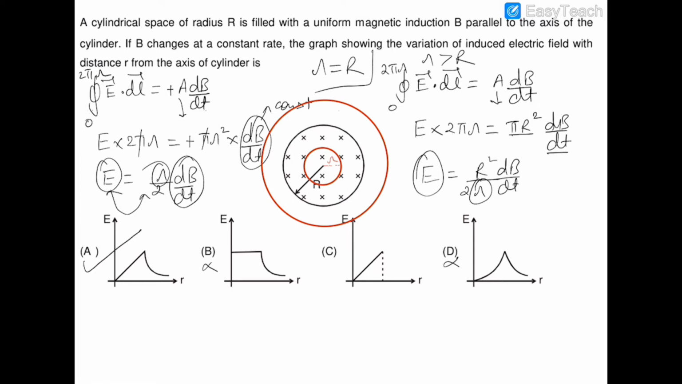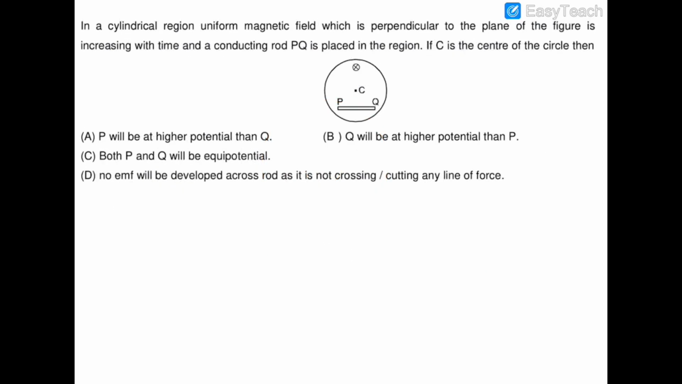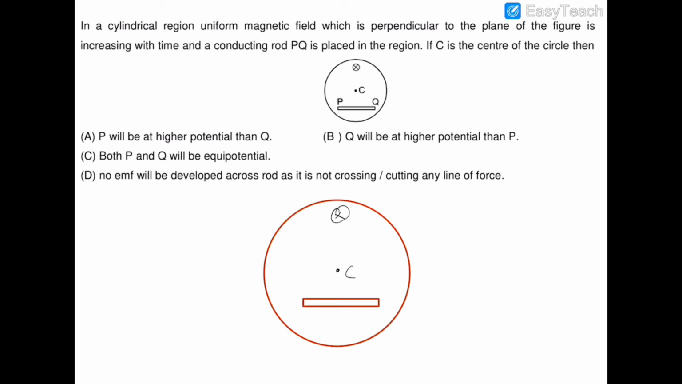Now we move on to the next question. In this question, it is given that there is a loop. I am redrawing the loop. There is a loop which has a magnetic field pointing inside the plane, and this magnetic field is increasing with time. Now there is C, the center, and there is a conducting rod which is kept like that.